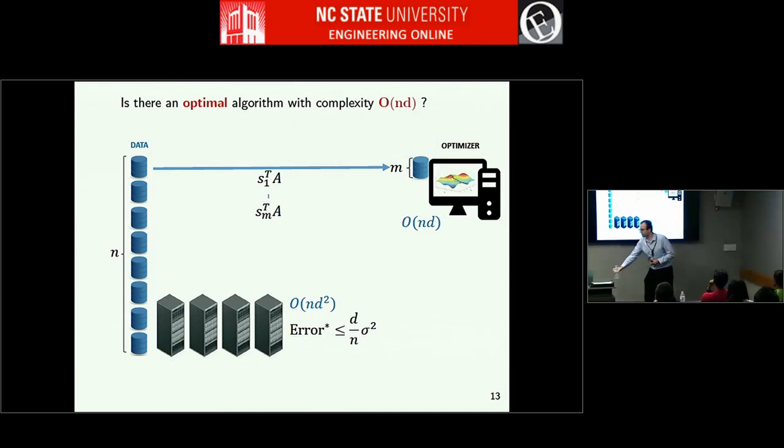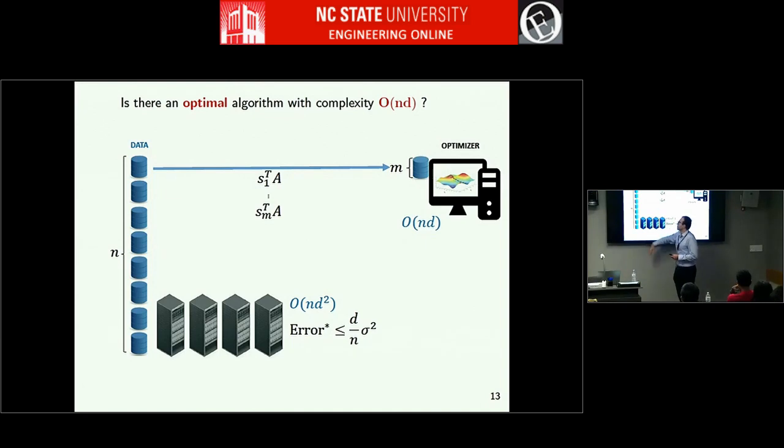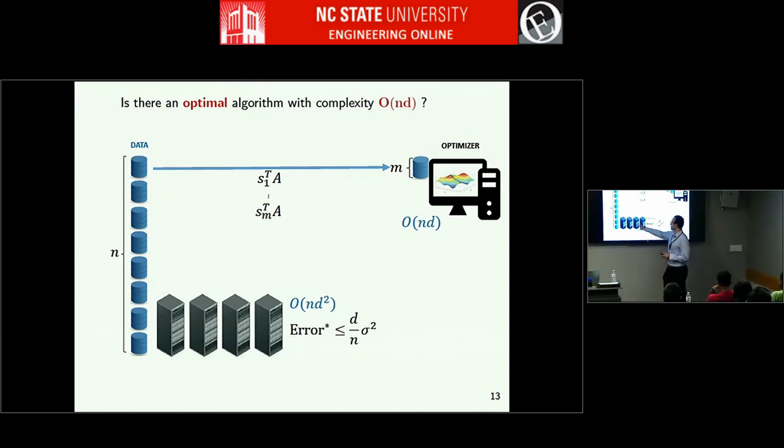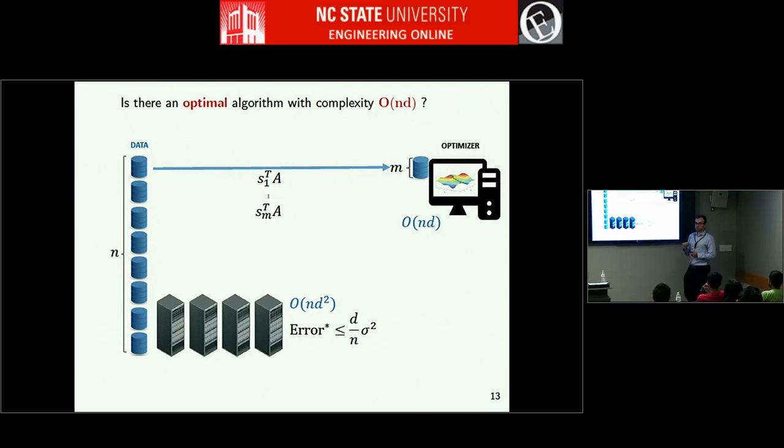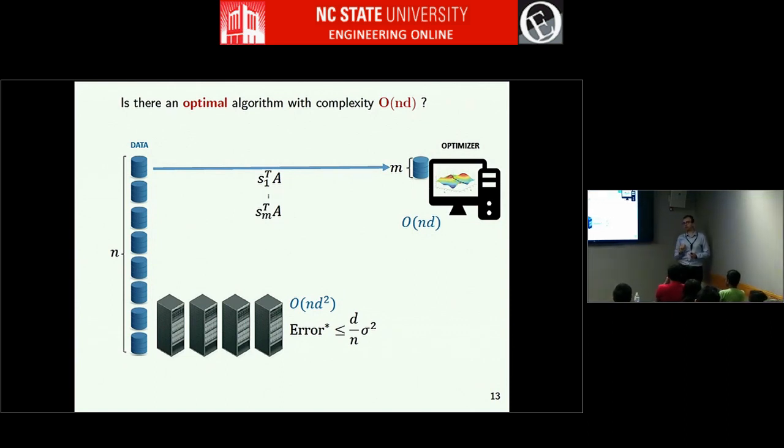So we have the entire data set. Suppose it's very large. Using maybe a supercomputer, it will take order nd squared time, but it will get statistical error d divided by n times sigma squared, which is optimal. But our computationally bounded machine, which operates on the sketch, runs in linear time. It doesn't achieve this using the regular sketch. Can we make it optimal?